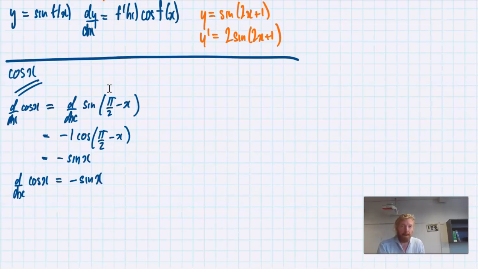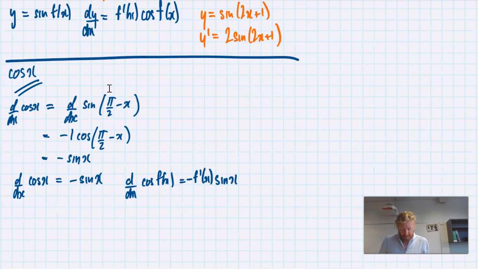Now similarly, we won't go through it, but I could also say that the derivative d by dx of cos of a function of x equals the derivative of that function times sine of the function, and it's a negative. And I don't think we have to do an example for that one.